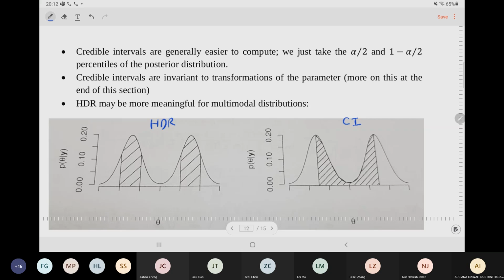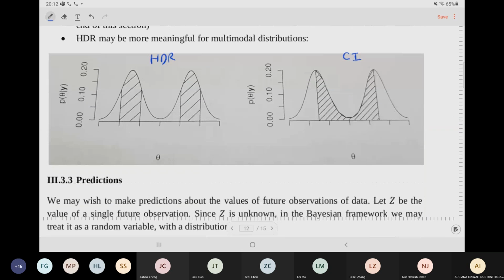Okay, but the credible interval, as I said, is easier to compute and easier to find because we only take the alpha over 2 and 1 minus alpha over 2 percentiles of the posterior distribution. So it's easier to find. Okay, and the credible interval is actually invariant to transformation of the parameter. You're going to see this next week, so just take note. We're going to use transformation next week, so please brush up on your transformation techniques. Okay, so that is the interval.